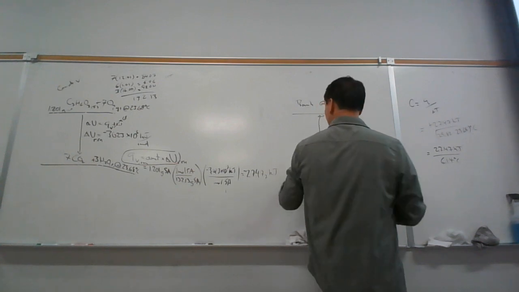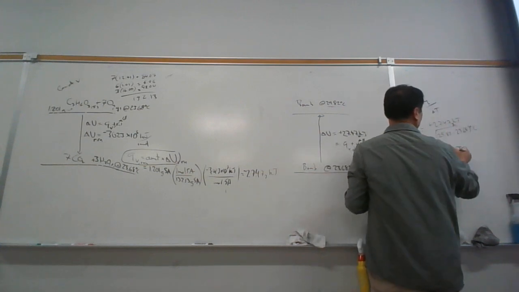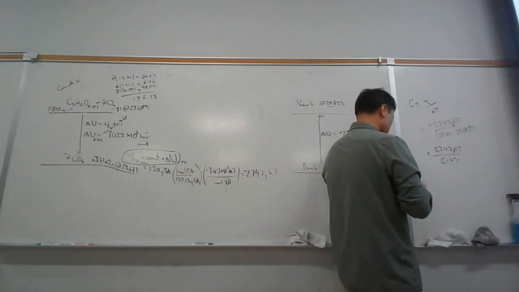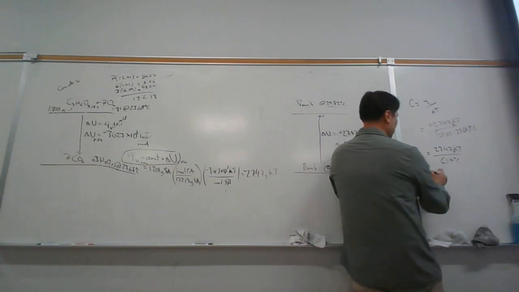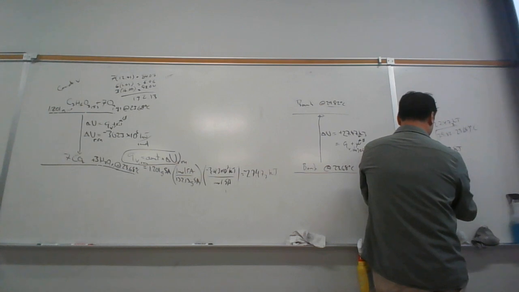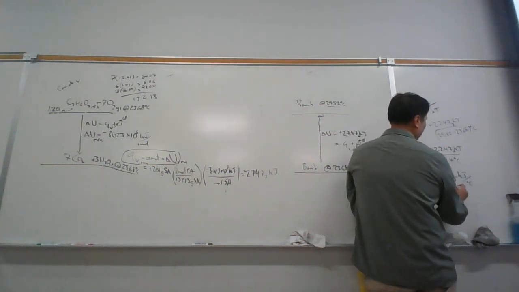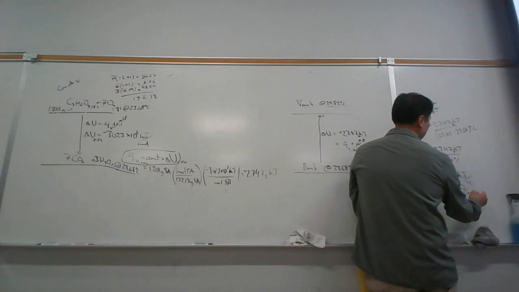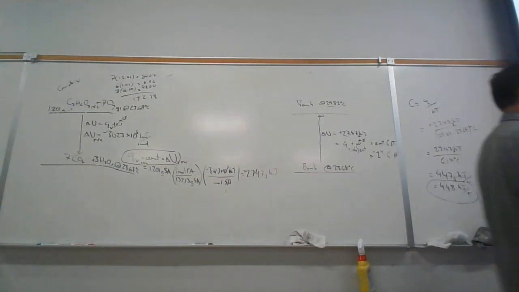Sorry, 4.47 or 48. Which gives us 4.475 kilojoules per degree C, which is equal to 4.48 kilojoules per degree C. This is only 3 sig figs. It should have been to 4 sig figs.